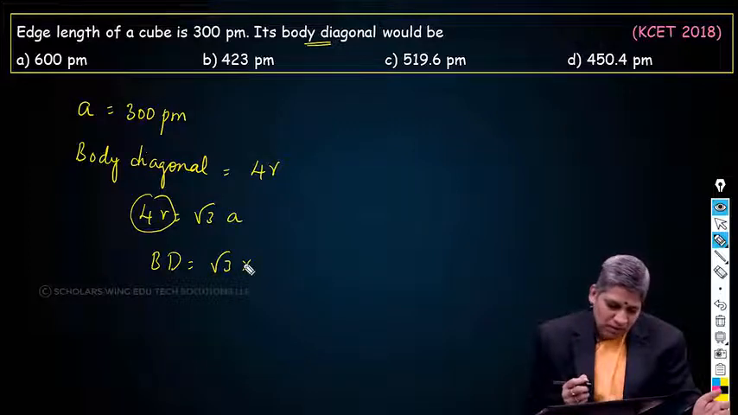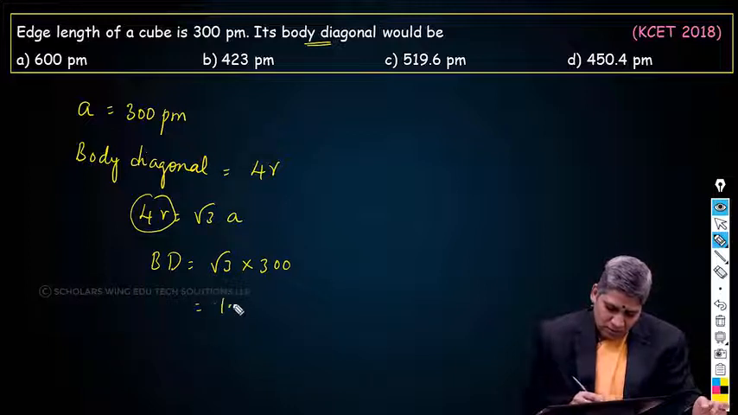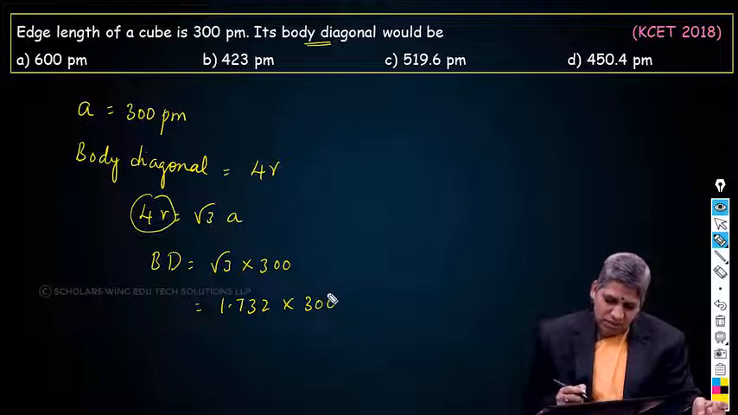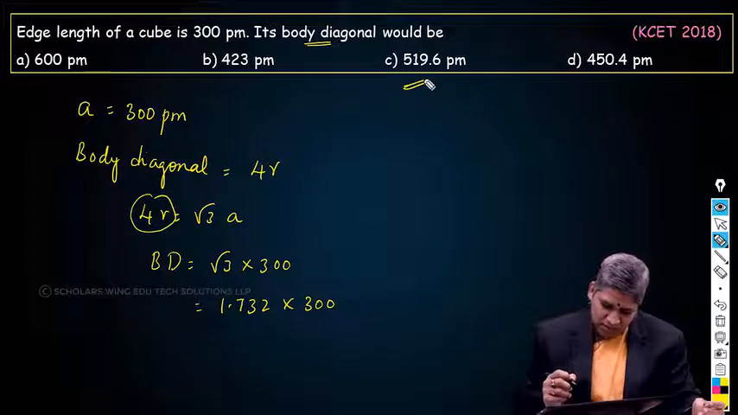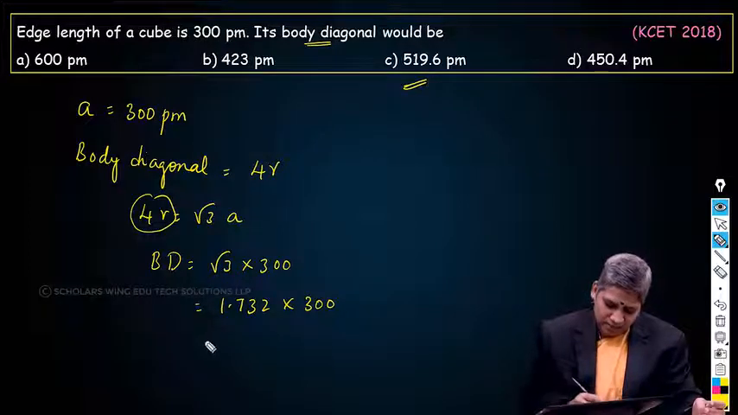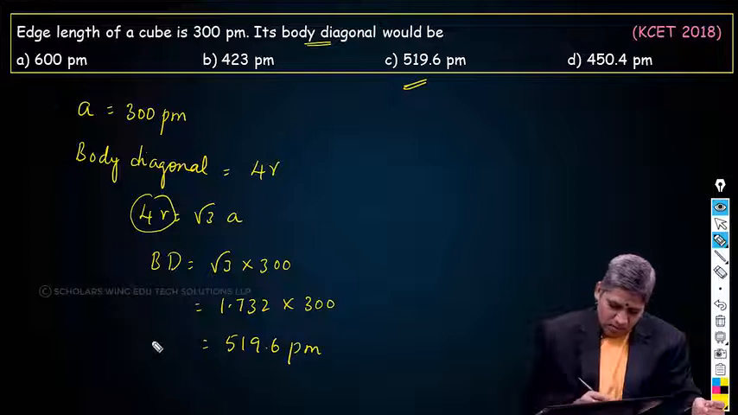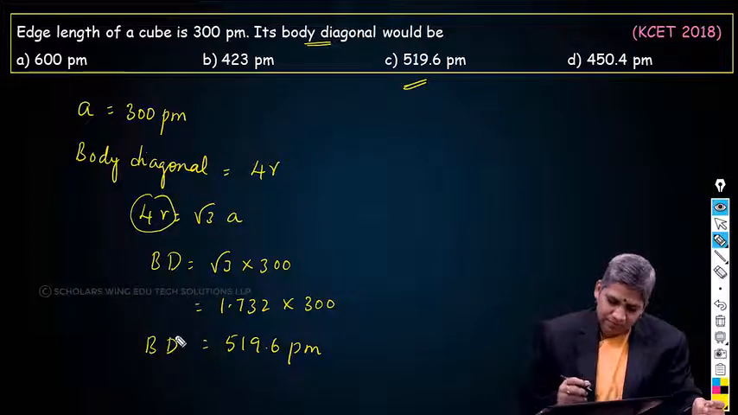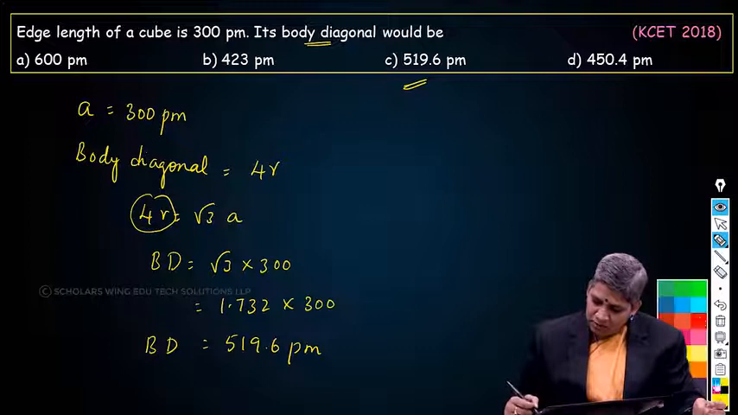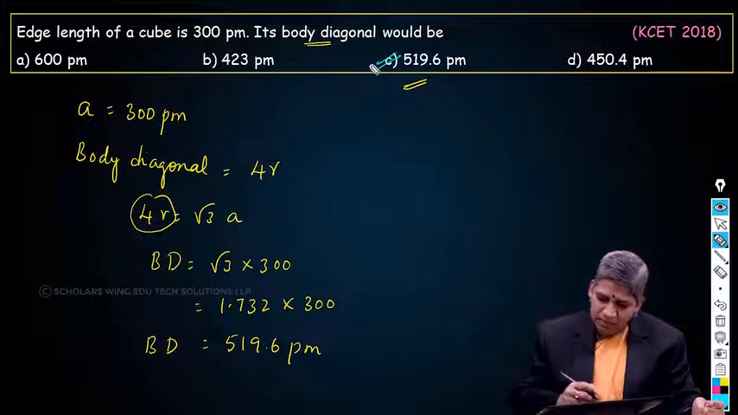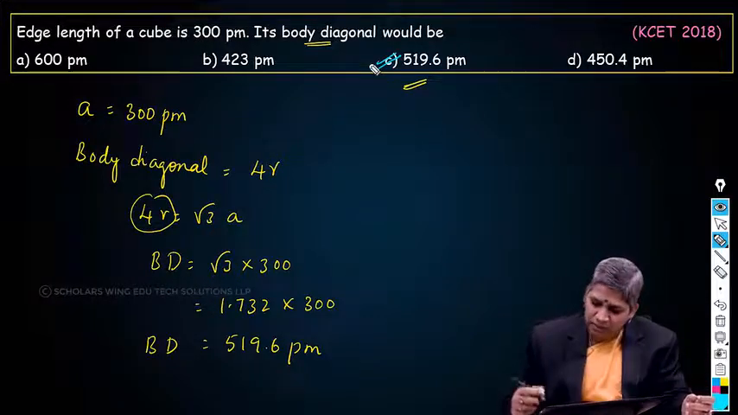Simple substitution. A is 300 picometer. Root 3 is 1.732 into 300. I think that comes out to be 519.6 picometer. Please try it, you'll get it. That is body diagonal. So the right option is C. Right? Shall we go to the next question now?